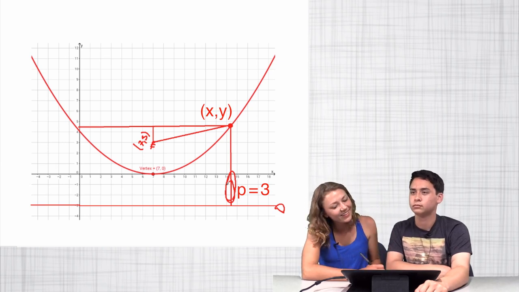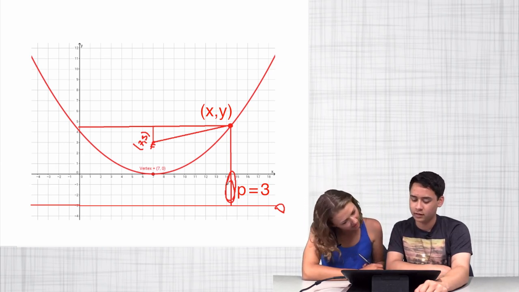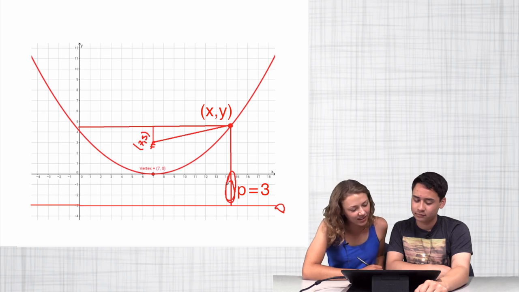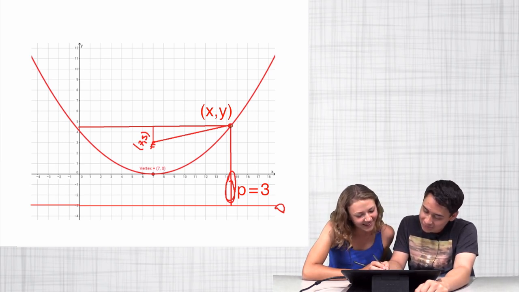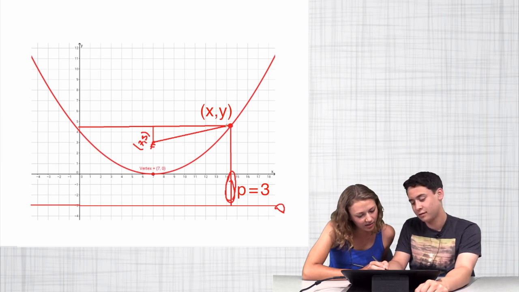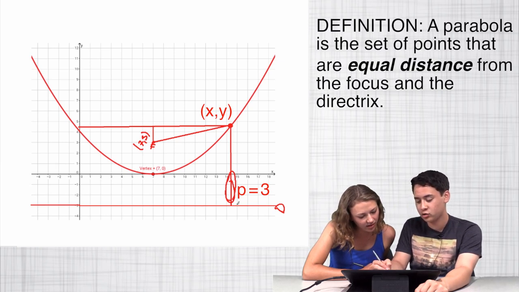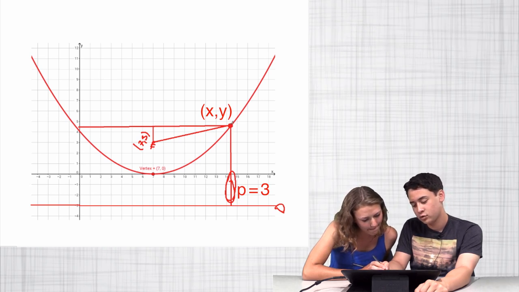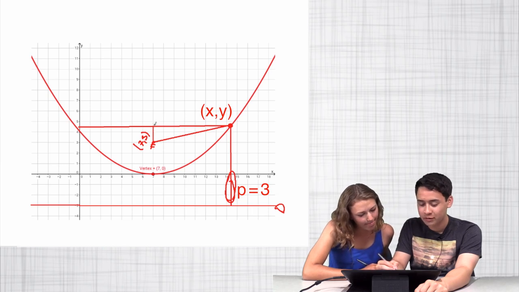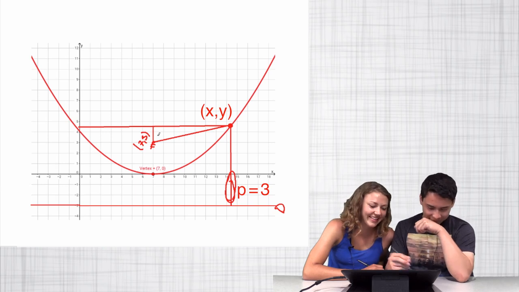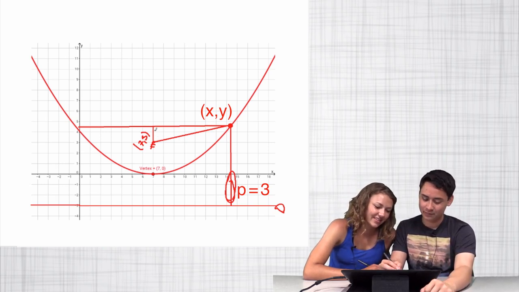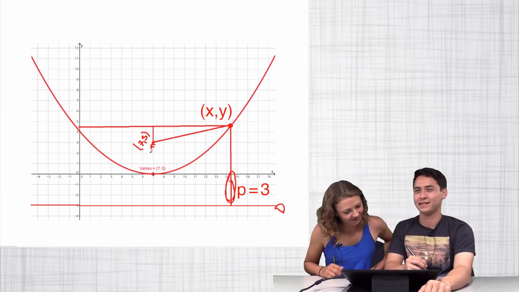And then Keoni, you drew some lines. Tell me about those. I drew a line right here and right here. What do you know about those two? That our focus and our directrix are equal distance from our point. And then I just drew a line straight across to help myself make a triangle and finish off the triangle. Yeah, so now you have a right triangle that you can use the Pythagorean Theorem with.